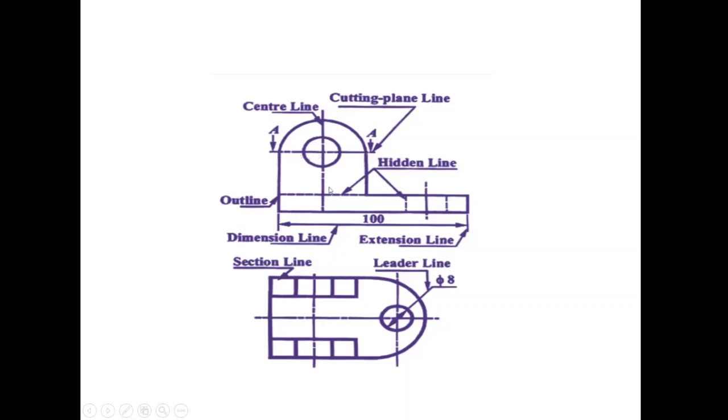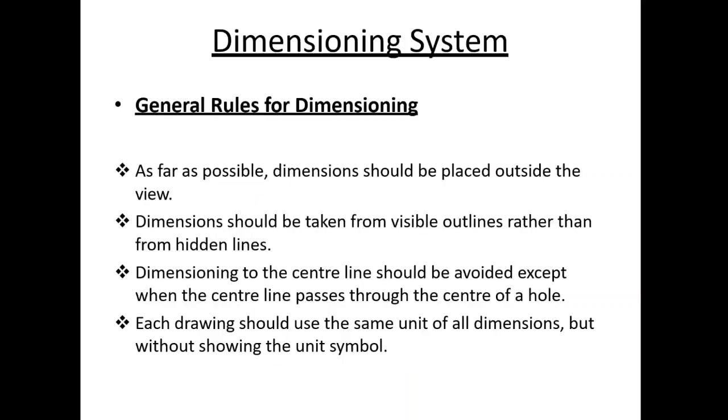Okay. Then these are the dimension lines. We will see how the dimensions are given to the drawing. The extension lines, the section lines, the leader lines, the center line, outline, hidden line, and the cutting plane line are the main lines. Now we will move towards the next point, that is the dimensioning system.